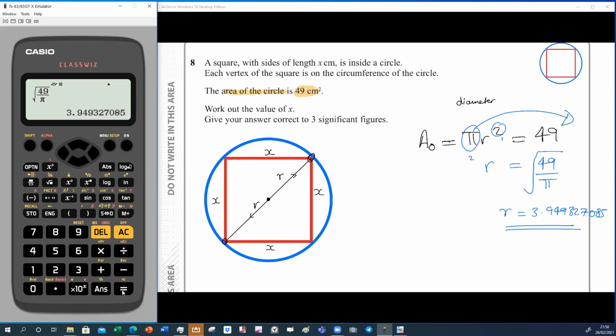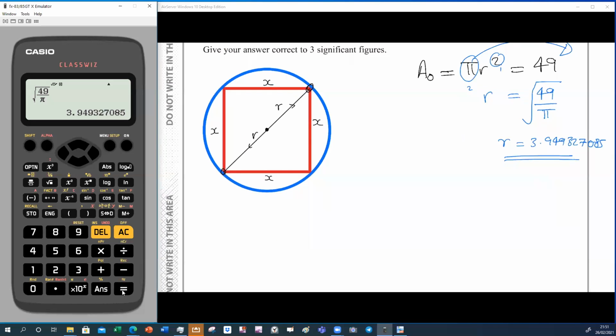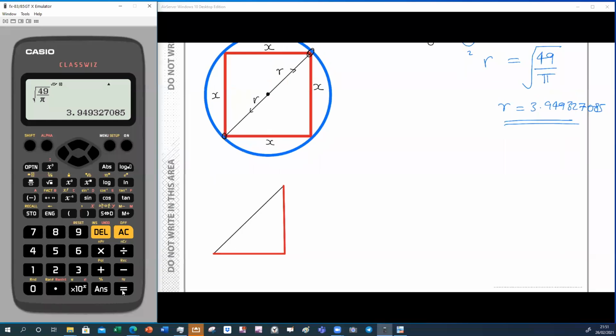32708.5 for the moment. Okay. So if we know the radius and we need to work out the x, let's have a look now at that diagram. Let's cut that part out. So we're going to have this part, and then we're going to have this part and this part. Okay.